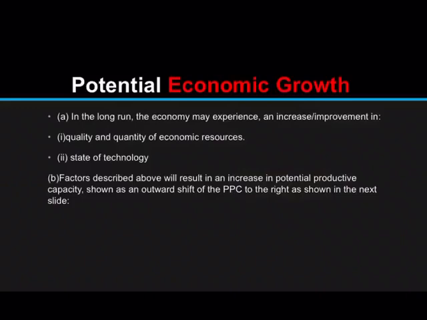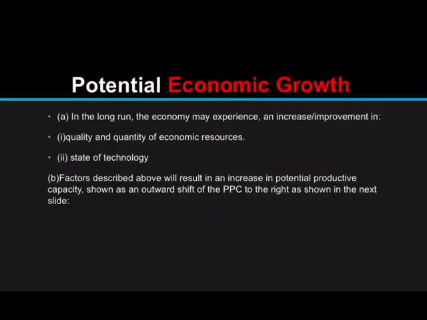With this, there will be a shift in the PPC to the right, an outward shift of the PPC from PPC 1 to PPC 2. The entire production possibility curve will shift outward. Why will there be an outward shift of the PPC? Because of two factors. One is the increase in the quantity and the quality of existing economic resources. Number two, improvement in the technology level. This particular phenomenon is what we call potential economic growth.